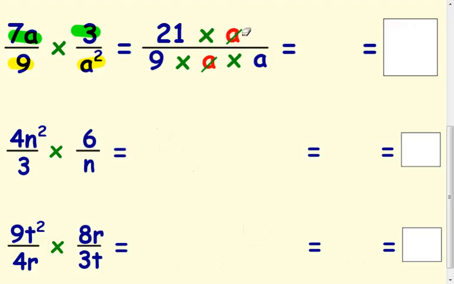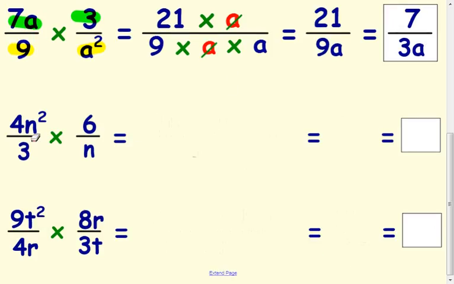Now we can do a bit of cancelling down here. There's an a in the top and an a in the bottom, and they've both been multiplied by things. So we can divide by a in the top and in the bottom. So you end up with 21 over 9a. And then 21 and 9 both divide by 3, so you get 7 over 3 to finish off.